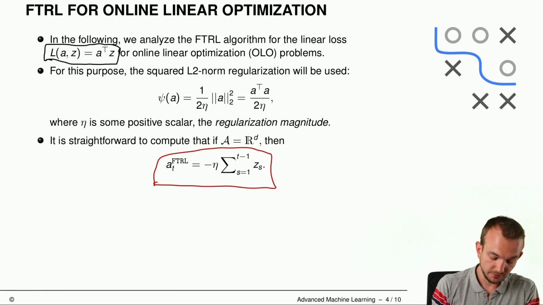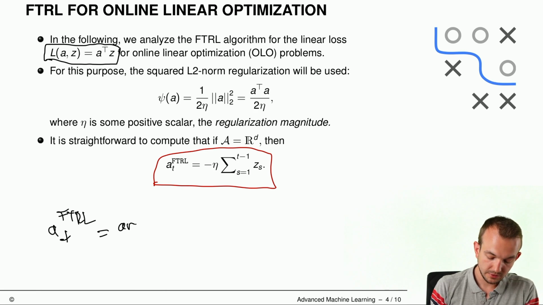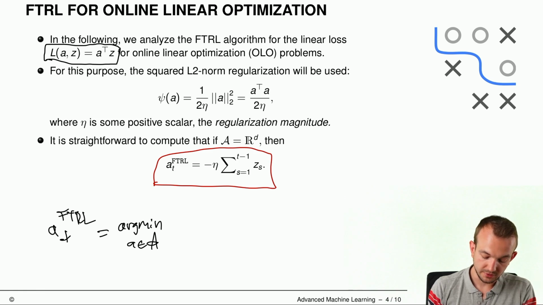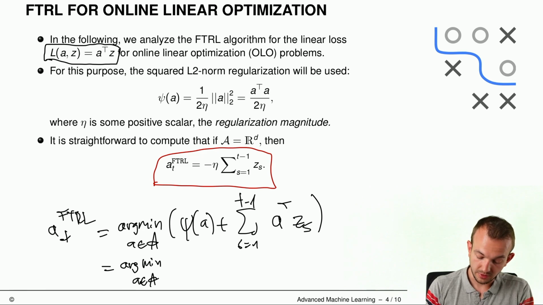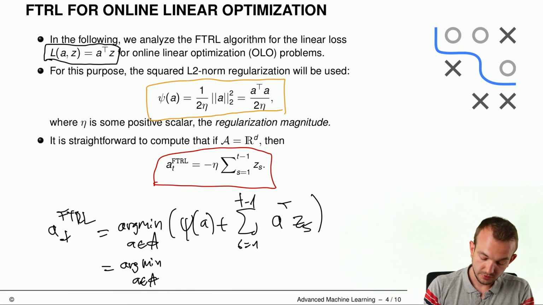How can we see this? Well, let's recall the follow the regularized leader algorithm is the minimizer. Yeah, so again, abusing a bit the notation, writing here the equal sign, it is the minimizer of the regularization term plus the cumulative loss, and we can already plug in that we are dealing with the linear loss, which is given here. So rewriting it a bit, also taking into account that we have the squared L2 norm as a regularization.